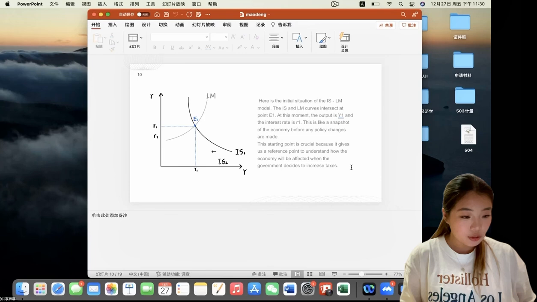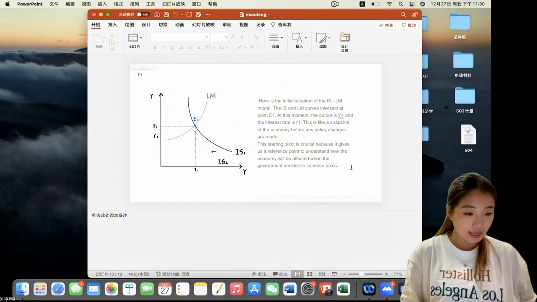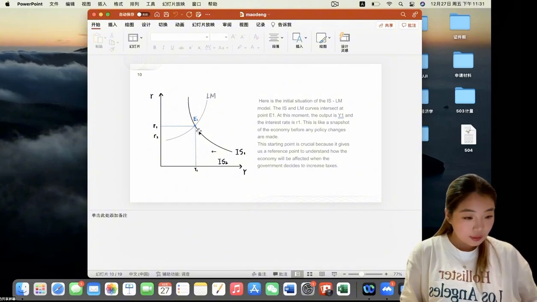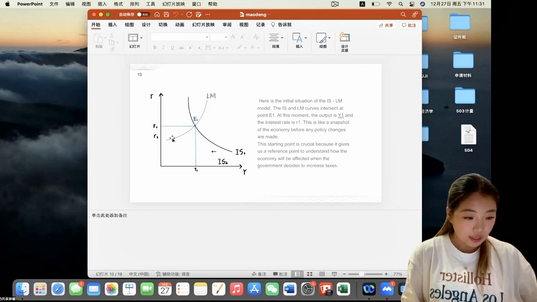Here is the initial situation of the ISLM model. The ISLM curves intersect at point E1. At this point, the output is Y1 and the interest rate is R1. This is like a snapshot of the economy before any policy changes are made.